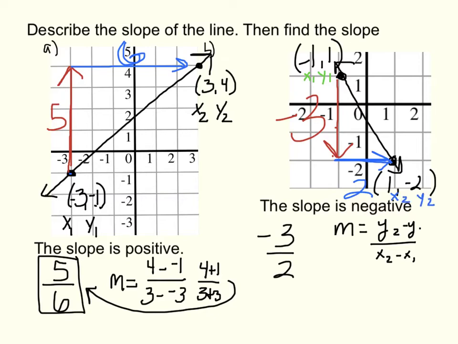So I take my y's and subtract them. -2 minus 1 over 1 minus -1. That gives me -2 minus 1, which is -3. And this is 1 plus 1, which is 2, which gives me the same answer.